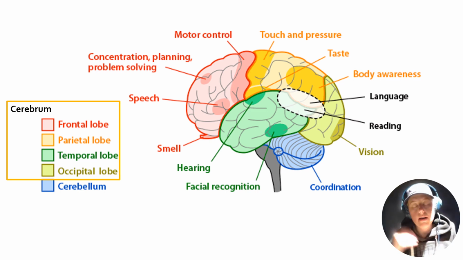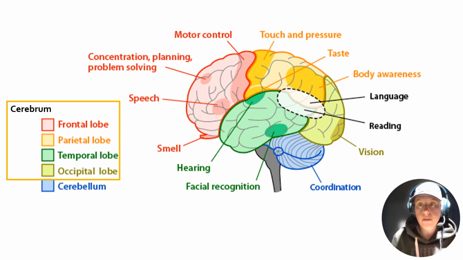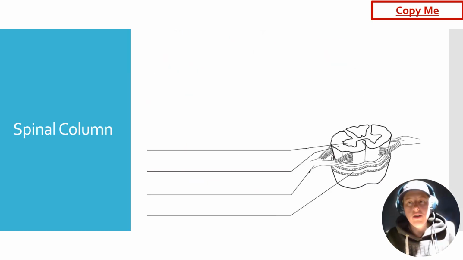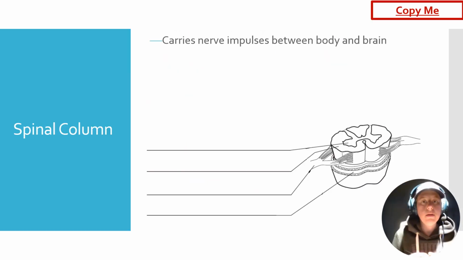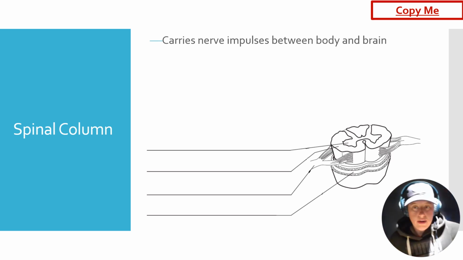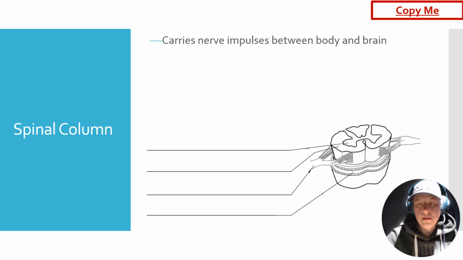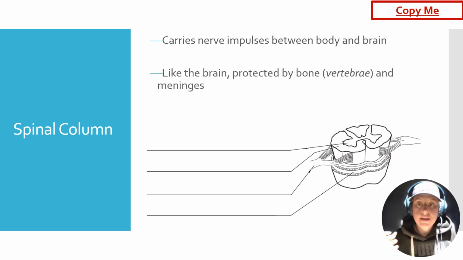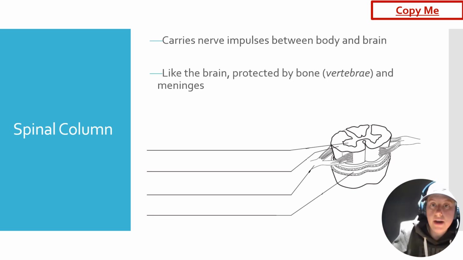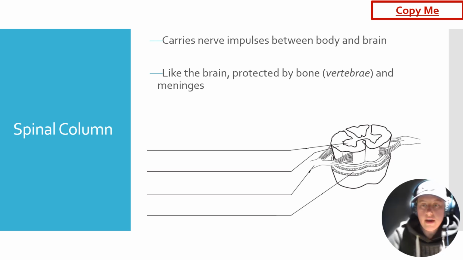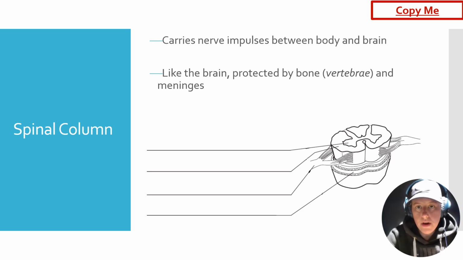Now, the brain is super important for all of the processing that you have in your body. But we're also missing another part of our central nervous system that needs to take information to and from the brain, which is our spinal column. So our spinal column is the bundle of nerves that takes information from the body and sends it to the brain, and also takes the brain's response and sends it to the body. It is also protected by bone. So it's protected by vertebrae. And if we think about the types of bones that we have in our body, vertebrae are irregular bones.